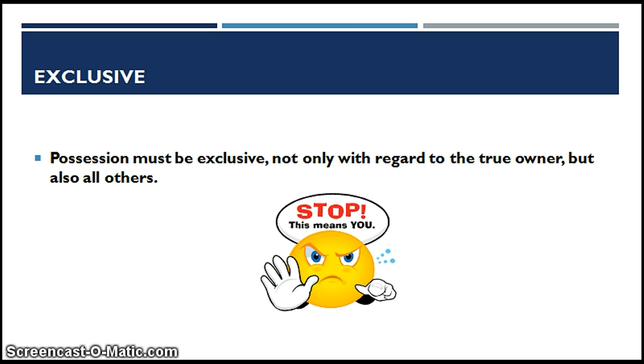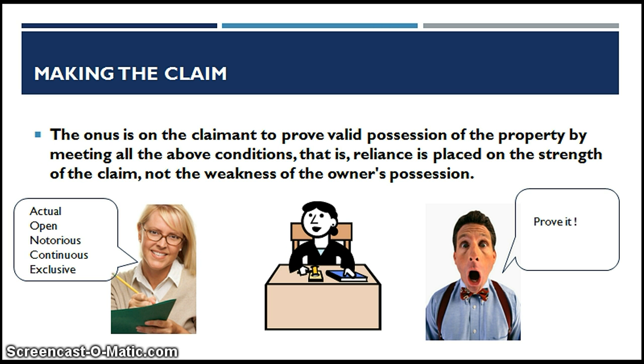Does that mean that we automatically get to have adverse possession of the land? No. It means we get to make a claim for adverse possession on the land. We get to go before the judge or before the court and make our claim. How do we make our claim? Well, we have to prove that we've had actual, open, notorious, continuous, and exclusive use of that property for the 10-year period.